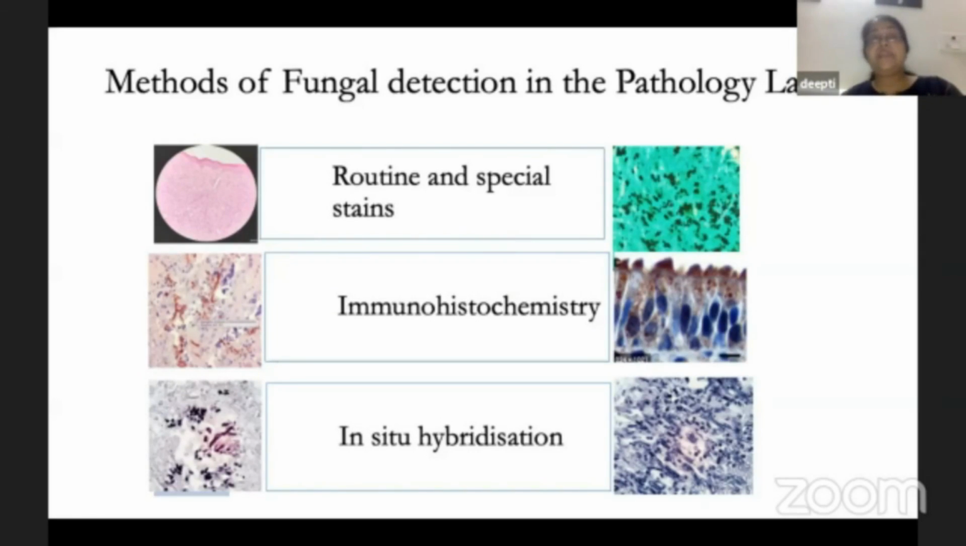Histopathology lab will receive any kind of tissue: biopsy, debridement, surgical resection, and autopsy specimens, which may show the presence of fungi. So this slide shows the spectrum of lesions which can be encountered.